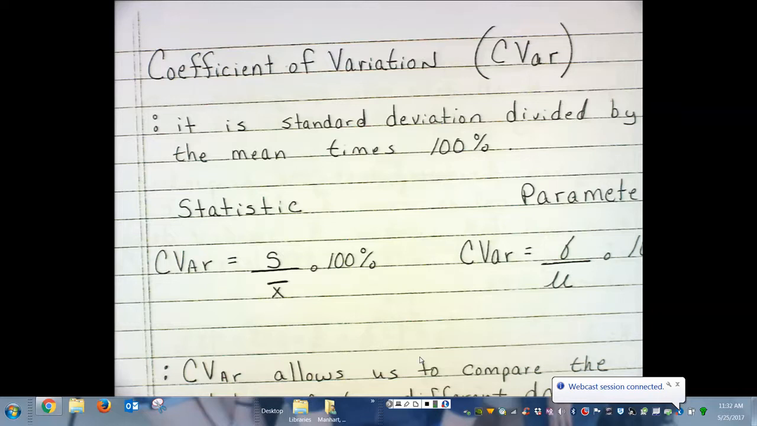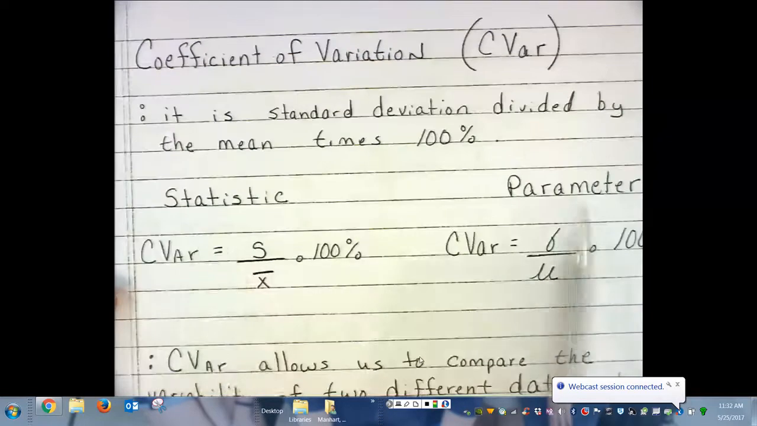Let me start with something that's a little bit easier to understand, which is the coefficient of variation. It is a measurement that is used to compare the variability of two different data sets whose units are different. I have the formula for coefficient of variation for a sample versus a population, or a statistic for that matter versus a parameter. It's the standard deviation divided by the mean times 100%.